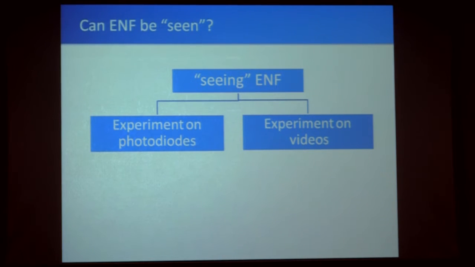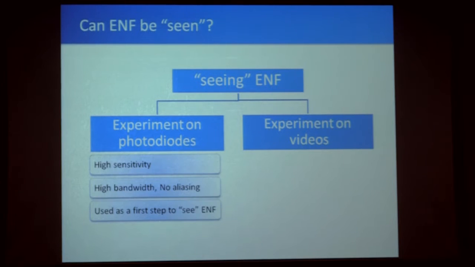To answer this question, we need to do some sanity checks. With a video camera, we have this aliasing problem, and potentially the signal is weak. I don't know whether it can be captured by CMOS or CCD sensors. So let's start with the most favorable conditions. We will use very sensitive photodiodes with very high temporal bandwidth, and look at whether we can capture this flicker and how strong it is.